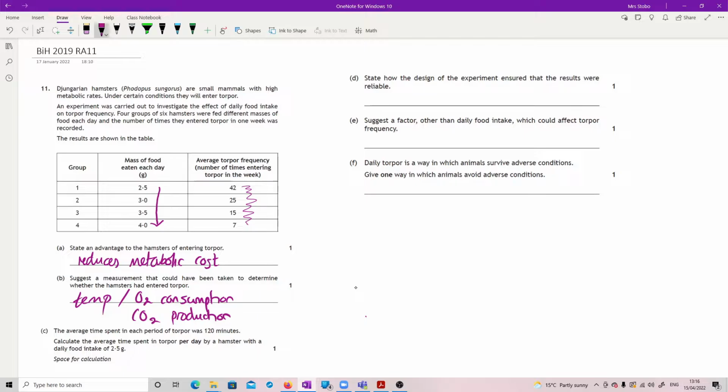The average time spent in each period of torpor was 120 minutes. Calculate the average time spent in torpor per day by a hamster with a daily food intake of 2.5 grams. Okay. Right. Sorry, I just dropped my calculator on the floor. Right. Where are we going?